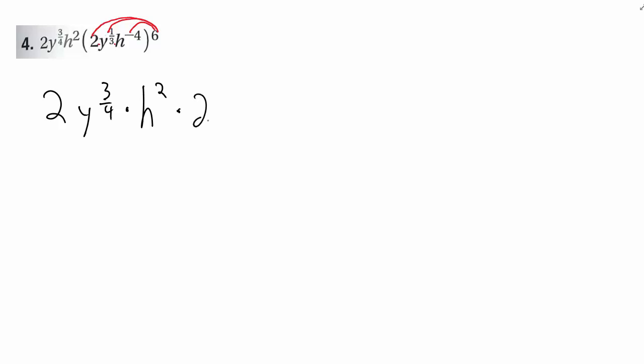So I get 2 to the 6 power. Then I get y to the 1/3, and that's raised to the 6 power. Shortcut is to multiply the exponents. And I get h to the negative 4th, and that's raised to the 6 power. So I have to multiply those exponents. So first I get h to the negative 24. I'm going to work my way back to the front.